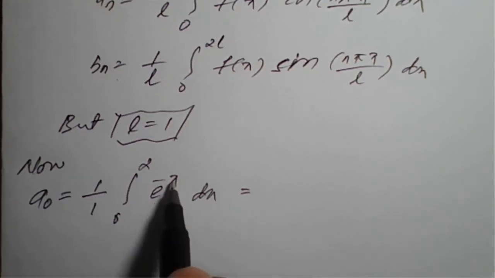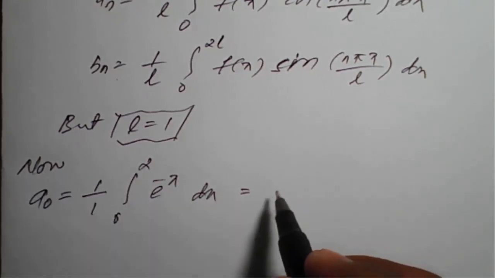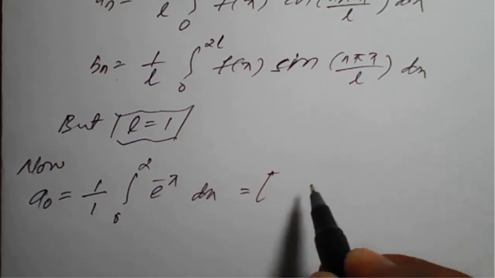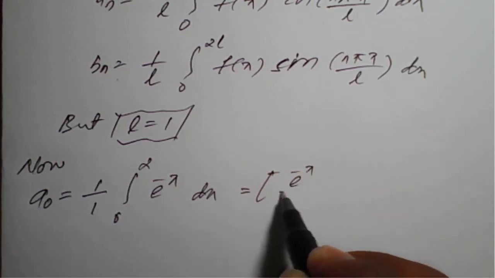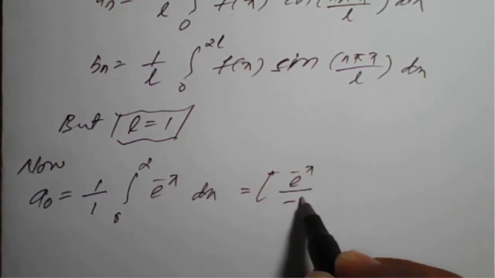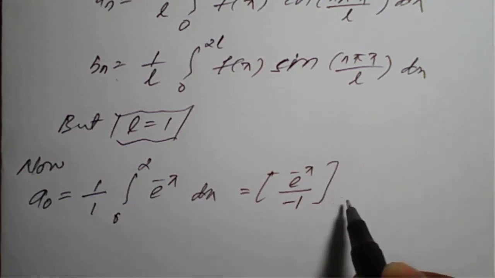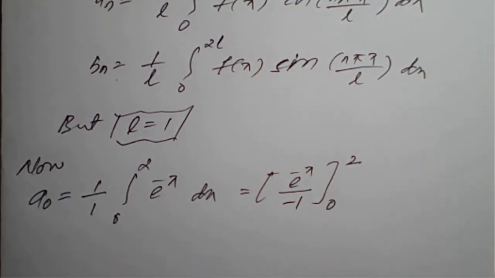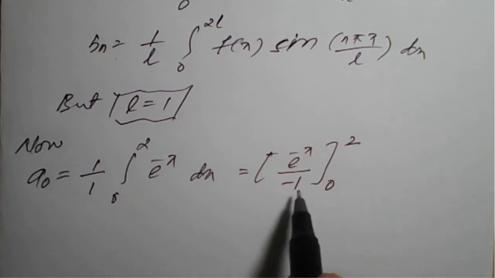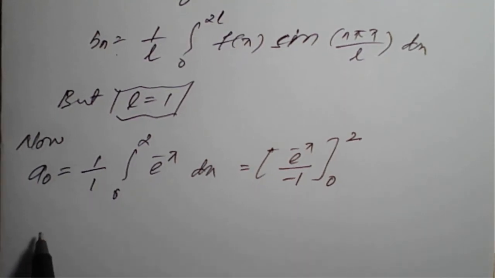Now integration of e raised to minus 1 upon 1 is 1. Leave it. So integration of e raised to minus x is e raised to minus x divided by differentiation of minus x, which is what here? Minus 1. Limit from 0 to 2.